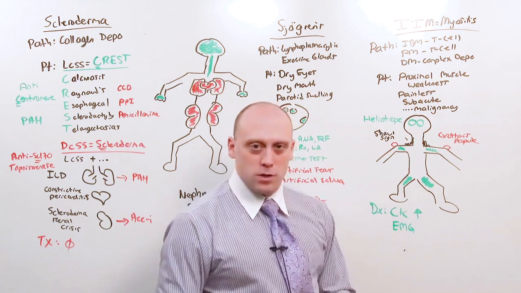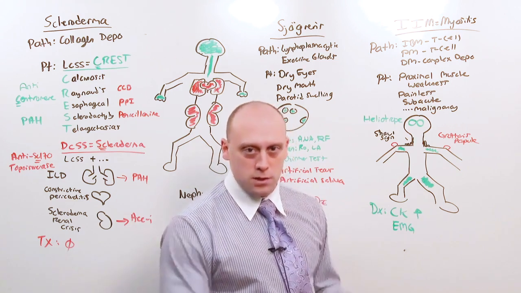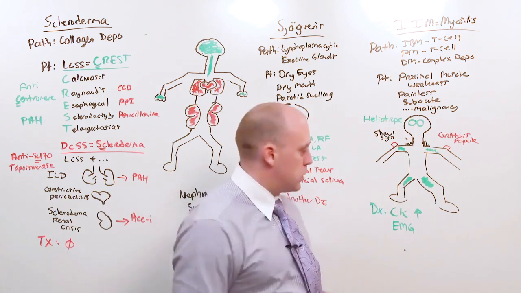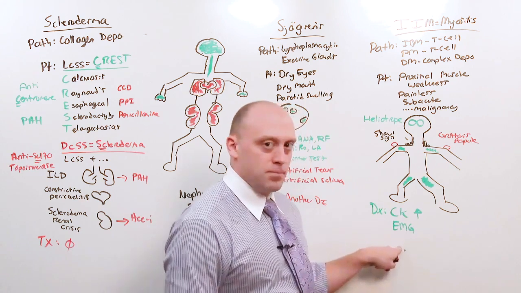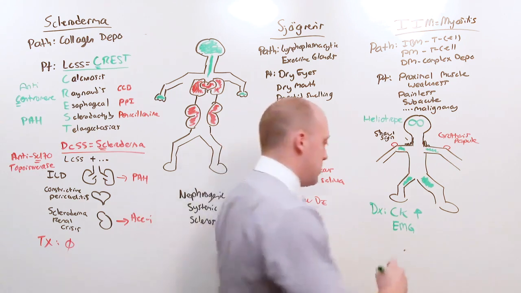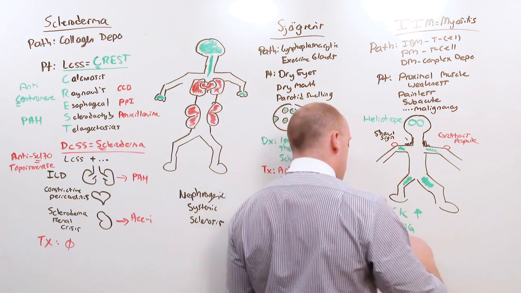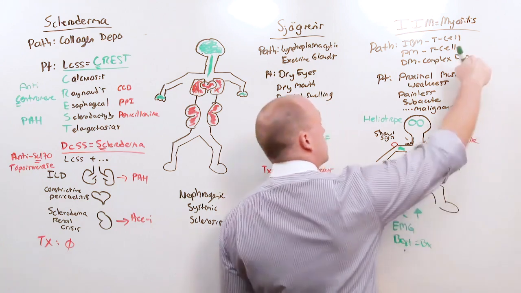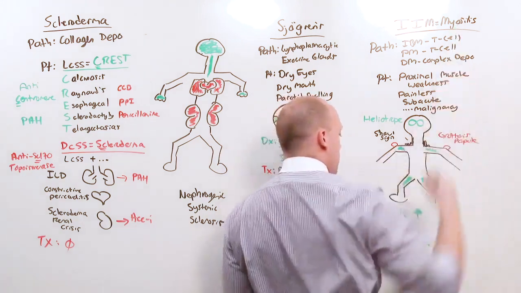There's also some characteristics of the EMG that tell you, yes, indeed, this is an inflammatory myopathy. But I don't want you to learn those words. Just know the EMG is the test to get. The best test is a biopsy. And the biopsy will differentiate dermatomyositis, polymyositis, and inclusion body.